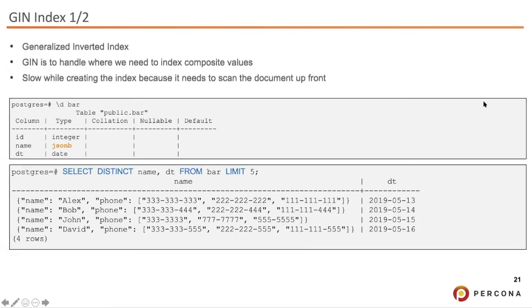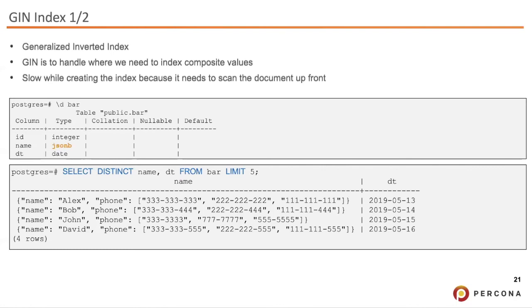So the next one, generalized inverted index. It's a specialized kind of index in PostgreSQL. It is used when we have to index composite values, multiple values. Because if we create a normal index, it will scan the document each and every time, which is not good. So we have to scan that document upfront to create an index on the composite value of that document. Then the GIN index will be used. Maybe I'm not very clear in what I'm saying, so the example will give you the actual picture.